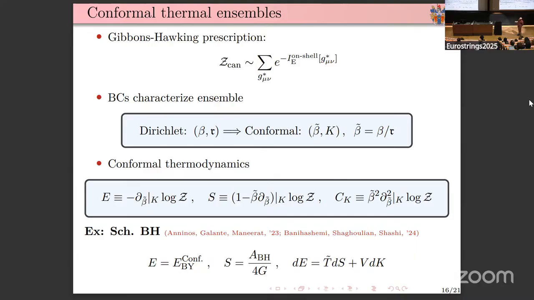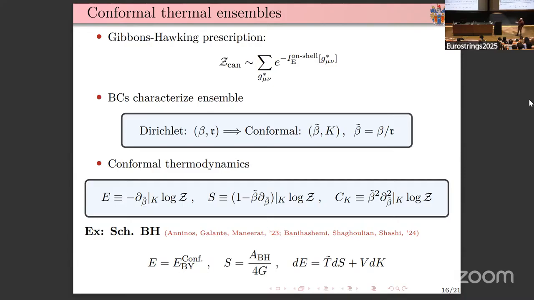And as an explicit example, take the Schwarzschild black hole in any dimension. What you find is that the energy is given by the conserved quasi-local Brown-York energy, assuming conformal boundary conditions. This was a charge that was originally derived by Odak and Speziale. The entropy is just the area of the black hole horizon.